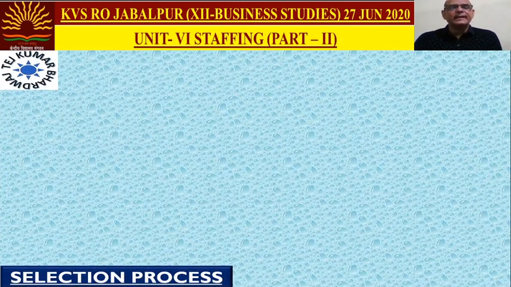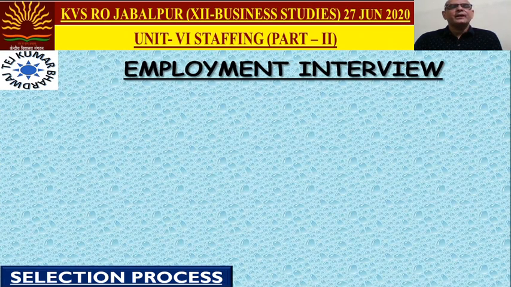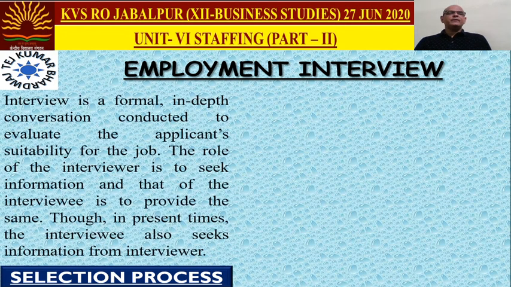When a person clears this second level of tests, he is required to appear for the employment interview. So remember, this is the third step in the selection process. An interview is a formal in-depth conversation conducted to evaluate the applicant's suitability for the job. The role of the interviewer is to seek information and that of the interviewee is to provide it, though in present times the interviewee also seeks information from the interviewer.